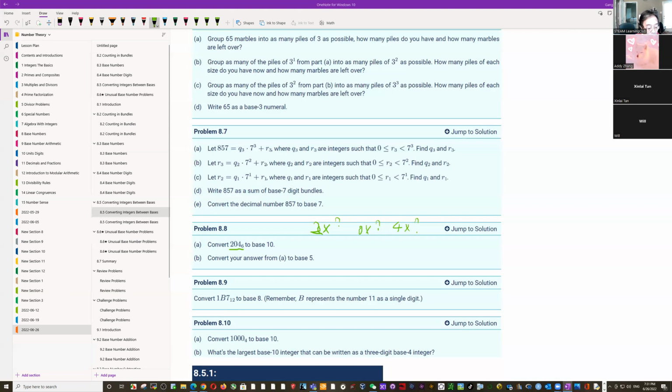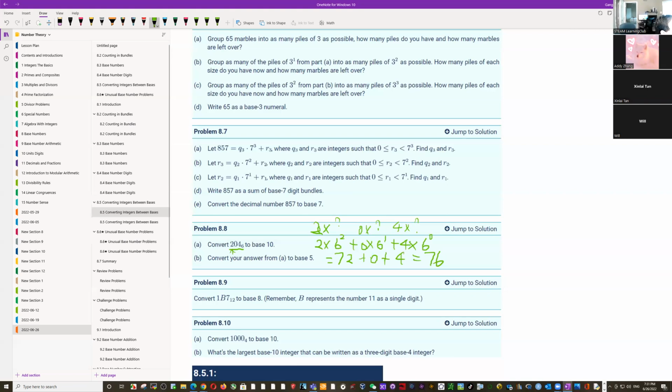This is going to be 2 multiplied by 6 squared, because this is on the 100 position. Then plus 0 multiplied by 6 to the first, then plus 4 multiplied by 6 to the 0. So that's the way you do the conversion. And this one basically is the 72, and this is plus 0 plus 4 equal to 76.